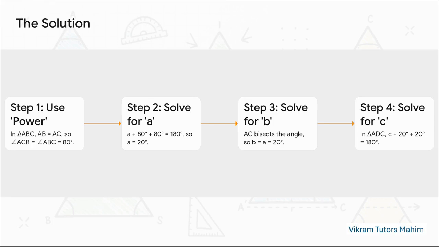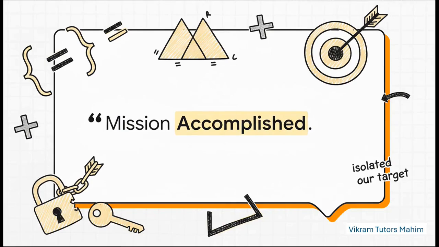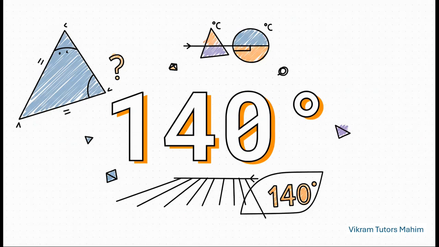And that leads us right to the final step. We just zoom in on that smaller triangle ADC. The angles have to add up to 180. We have B, which is 20, plus our target C, plus the other base angle, which we figured out is also 20, and all of that gives us our final equation to solve. And by following that chain of logic one step at a time, we've isolated our target. A little bit of simple algebra and the code is cracked. Mission accomplished. The final answer is C equals 140 degrees.